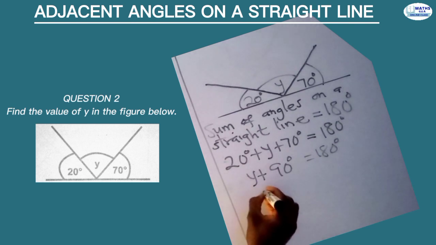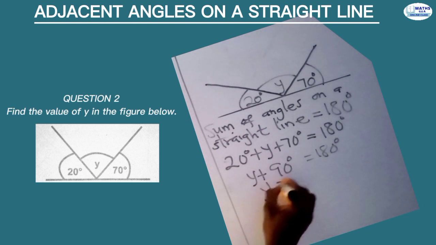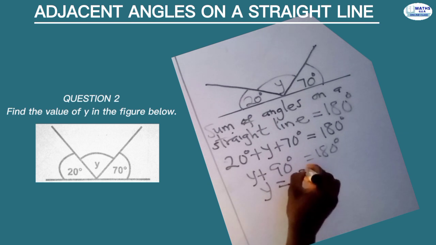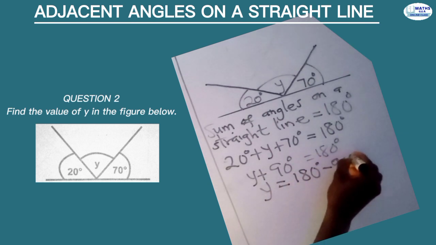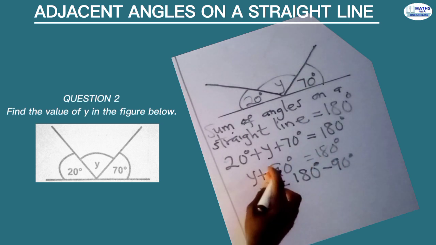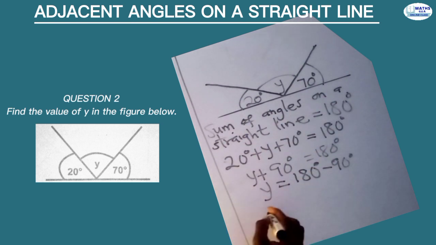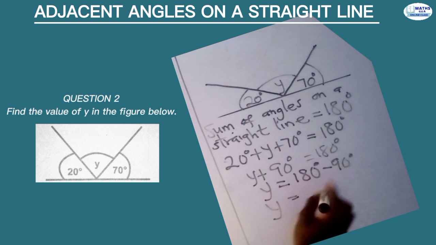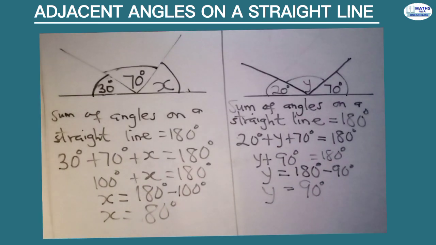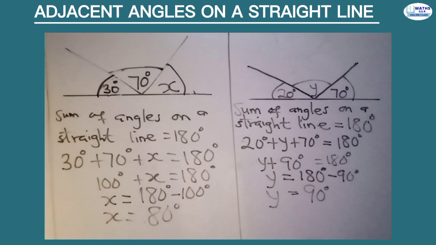We want y, so we make y the subject. Y is equal to 180 degrees minus 90 degrees, because the 90 is positive here and it crosses this equal sign, right? Now y is equal to 180 minus 90 is what? 90 degrees. Great.